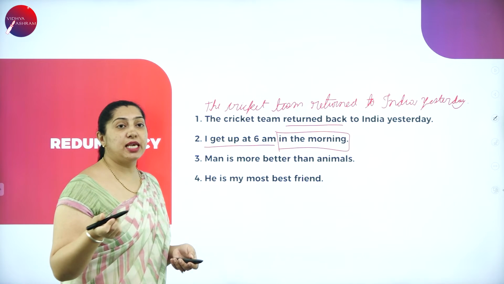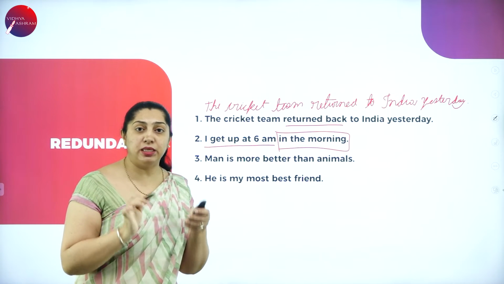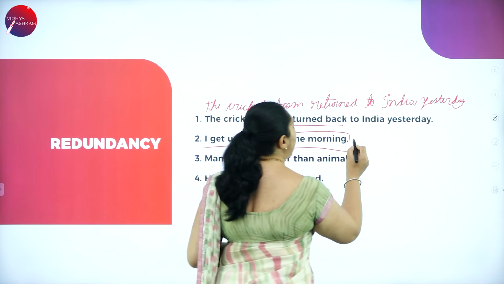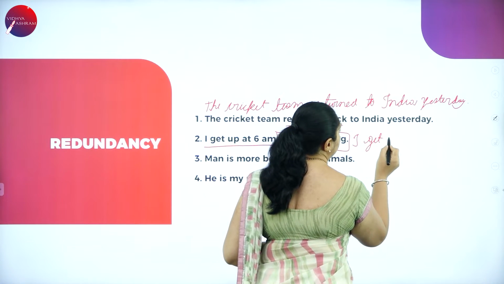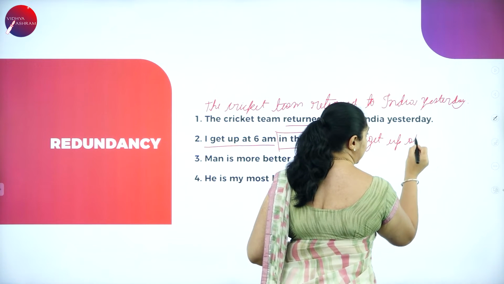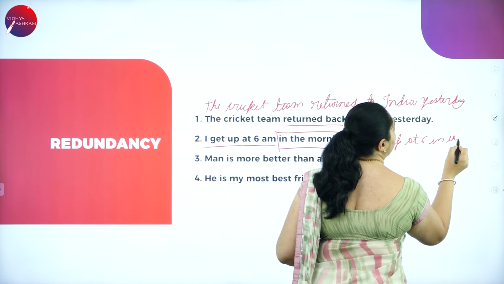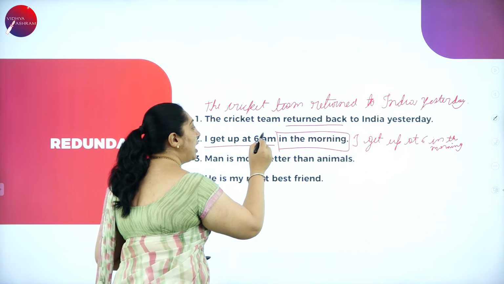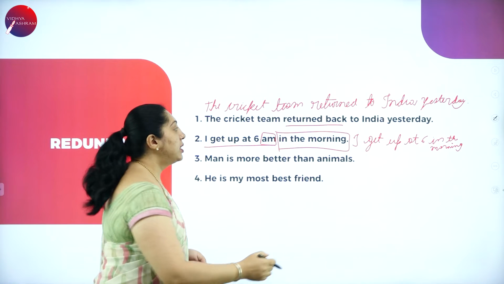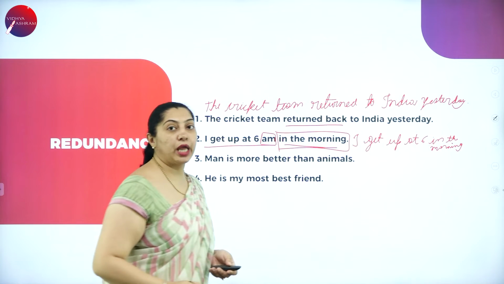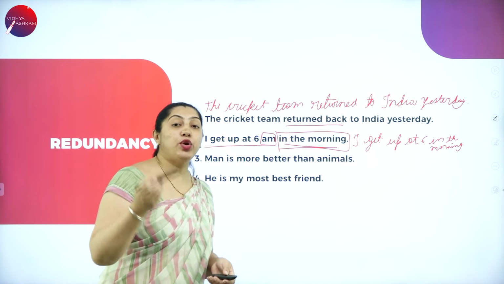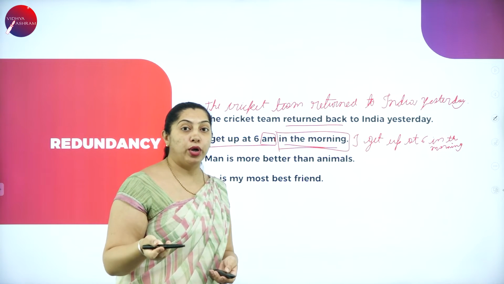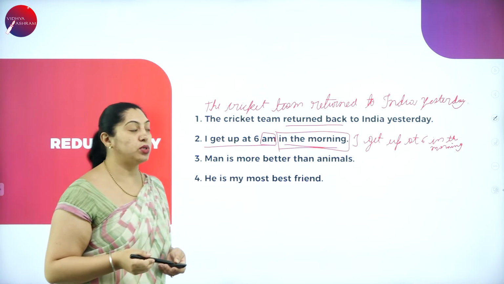So, I get up at 6 a.m. It's understood that a.m. is morning only. Or else you can write it as, I get up at 6 in the morning. You'll not write a.m. If you write a.m., then there is no need of writing in the morning. If you don't write a.m., then you can write the other sentence, that is, I get up at 6 in the morning. If you write a.m., you'll not use those things.